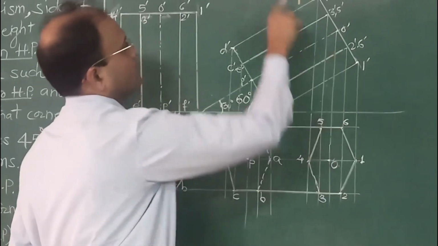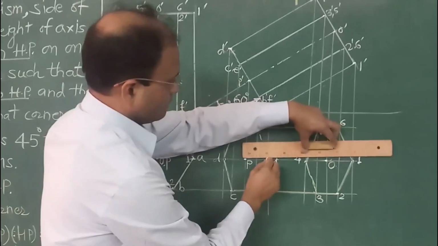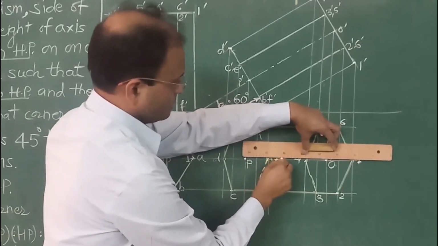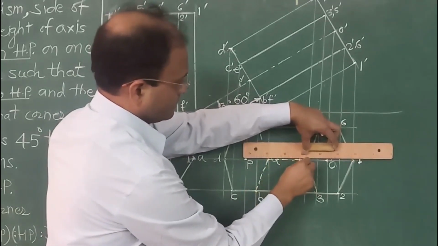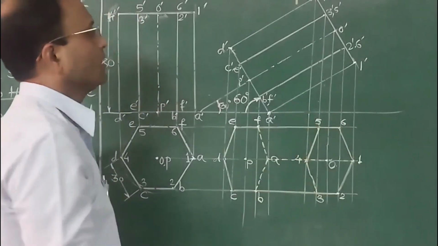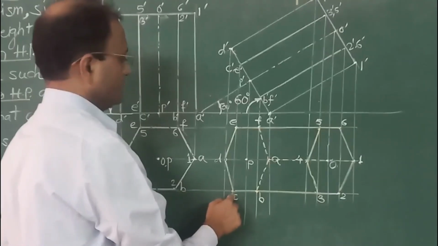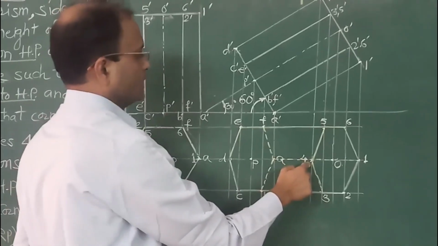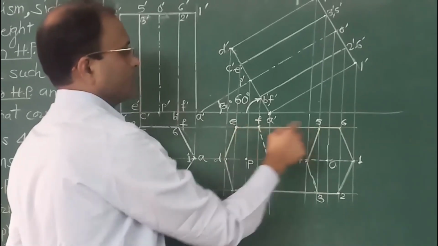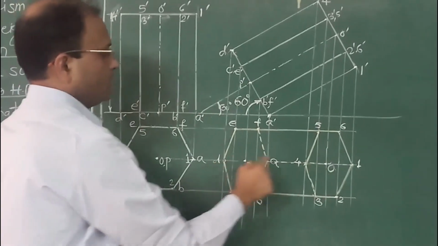So where is A1? If you look from top, A1 is away from the observer. That's why A1 is to be joined by dotted line because it is not visible. Now we can see 2B is connected, C3 is connected, D4 still not connected, E5 is connected and F6 is also connected. Now only edge remaining is D4.